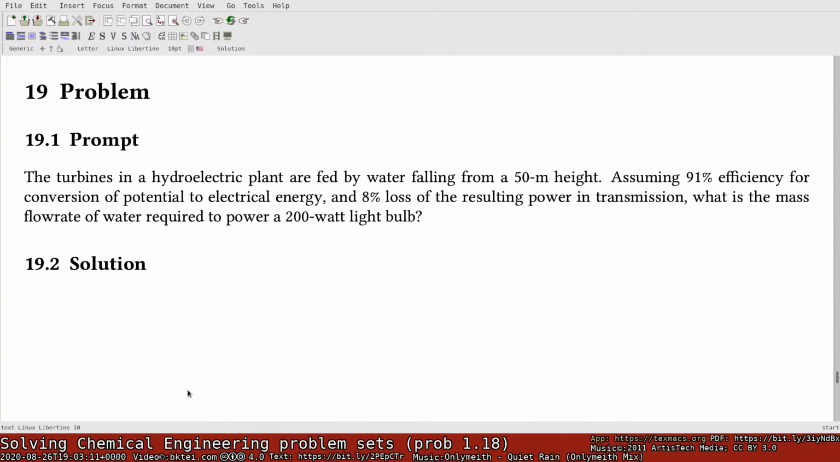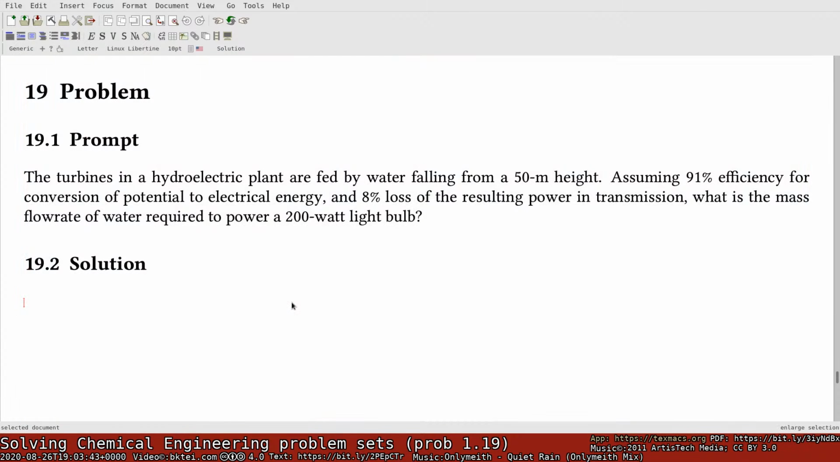Okay, problem number 19. Let's change that there. The turbines in a hydroelectric plant are fed by water falling from a 50-meter height. Assuming 91% efficiency for conversion of potential to electrical energy and 8% loss of the resulting power in transmission, what is the mass flow rate of water required to power a 200-watt light bulb?